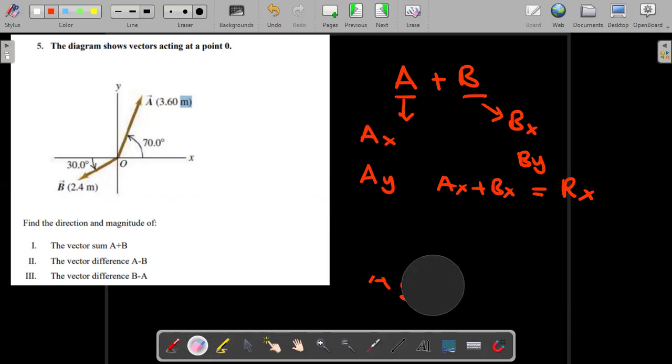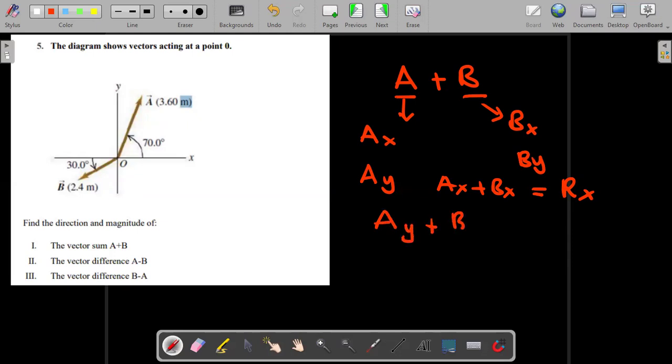So notice that this is the resultant vector for the x components of those vectors. Then when you're dealing with y, you have Ay plus By, and this gives you the resultant vector for the y components. Then, to finish up, when finding your resultant, we're just going to call it R in this case.